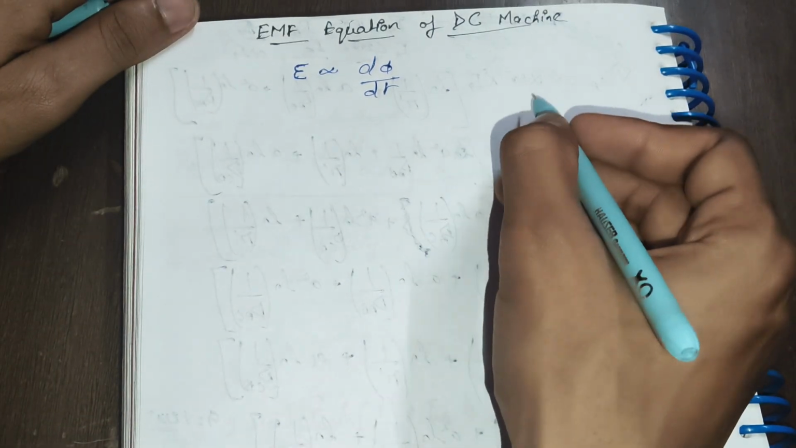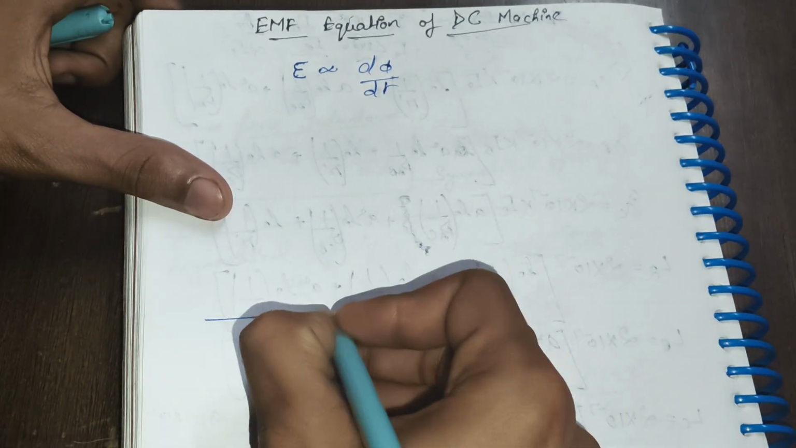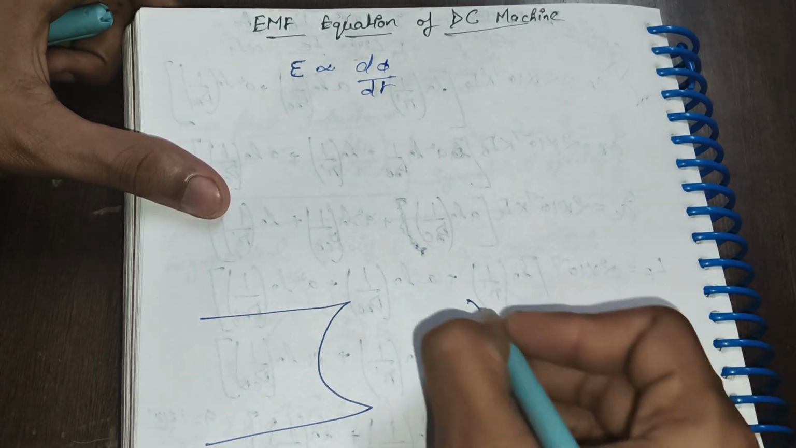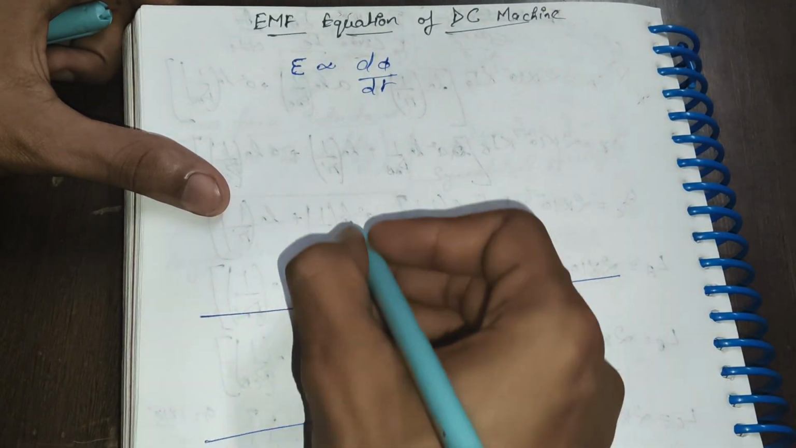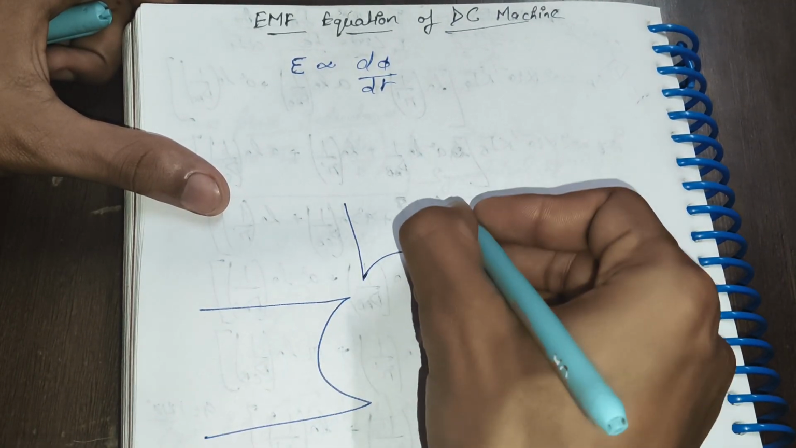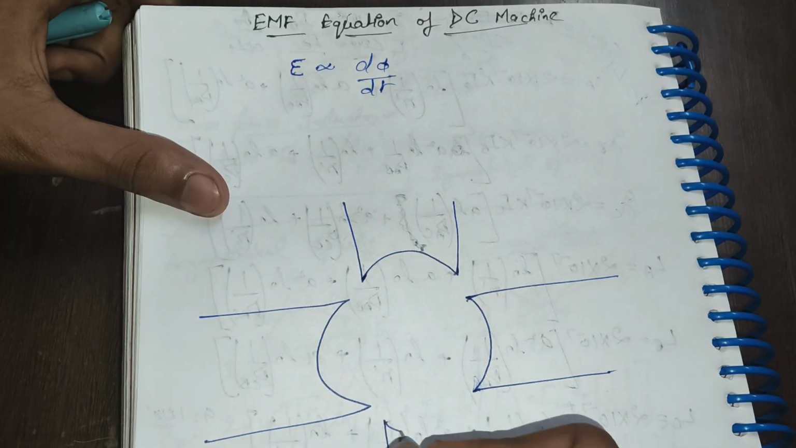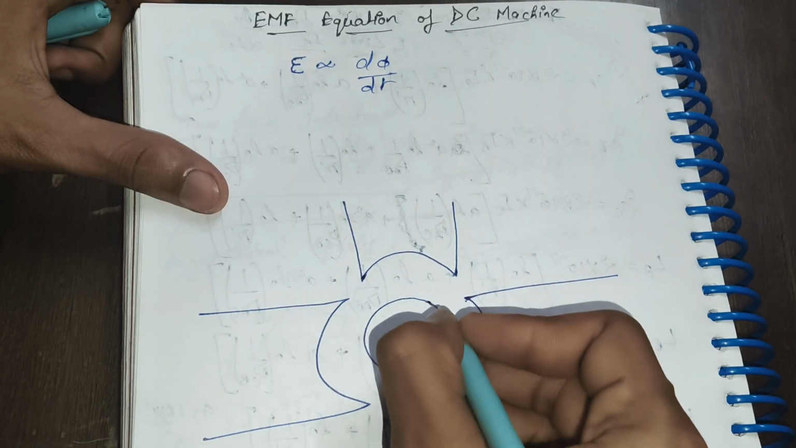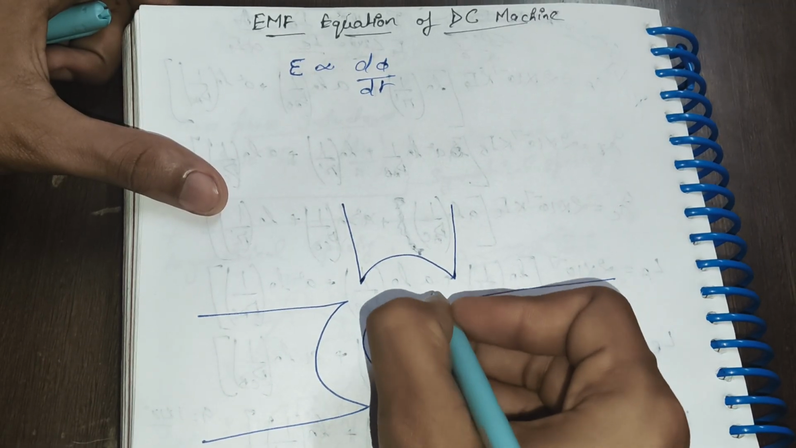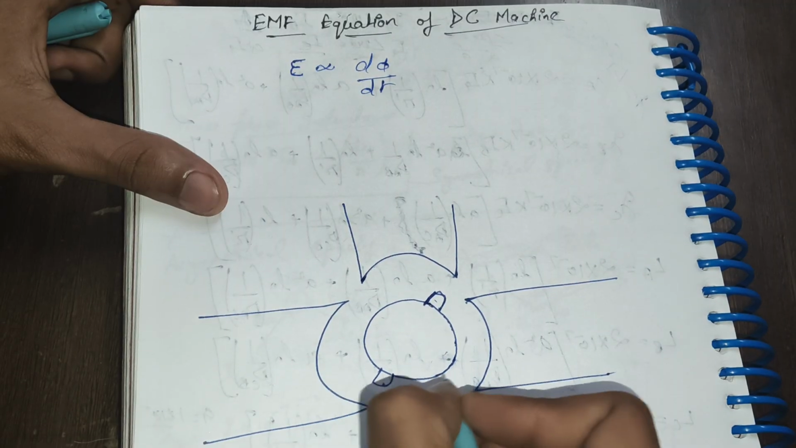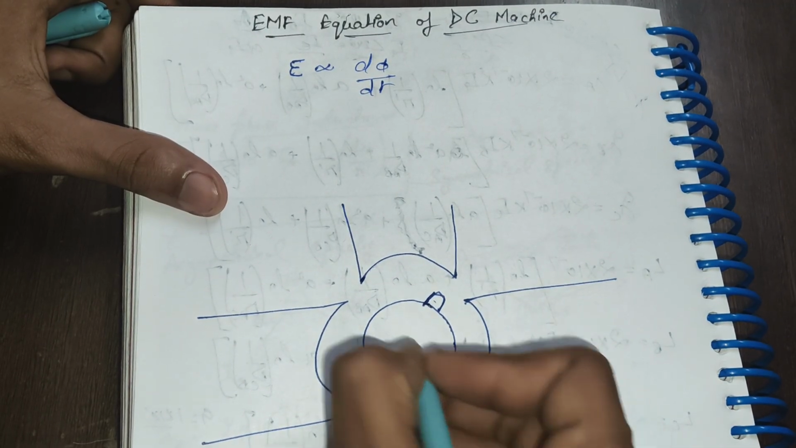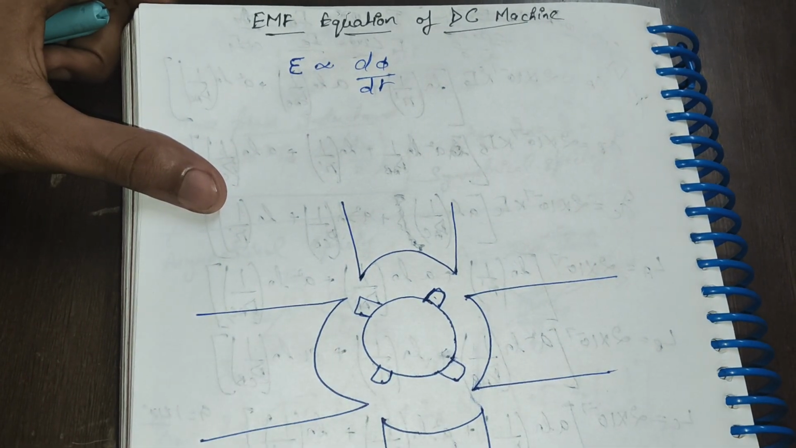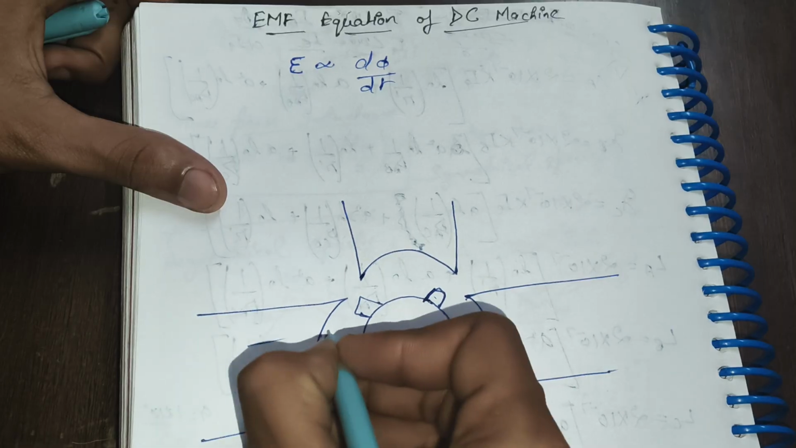If I just say, this is a 4-pole DC machine. This is a rotor. Suppose these are conductors. We are just taking 4 conductors. This is the flux.